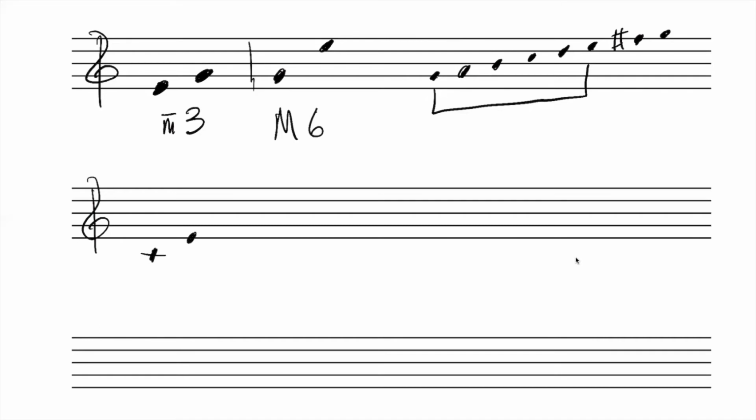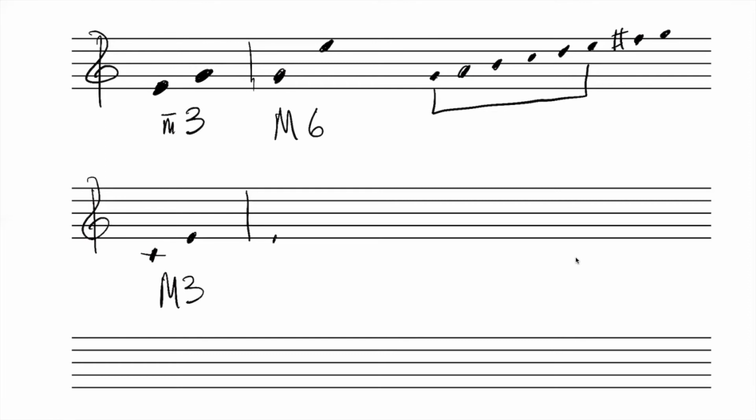C to E is a major third. How do we know that? Well, the lower note is C. Therefore, we can think in the key of C major. Lucky for us, that's no sharps, no flats. And E, therefore, would be in the C major scale. So that's how we know it is a major third.